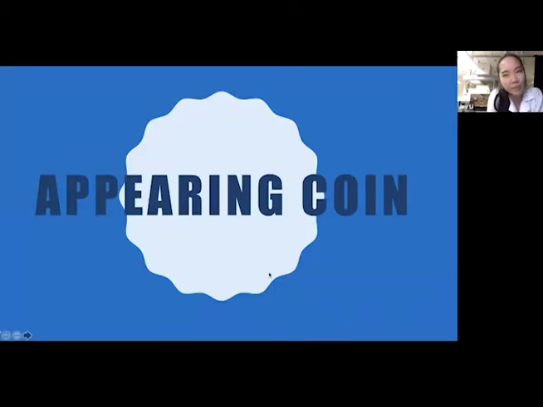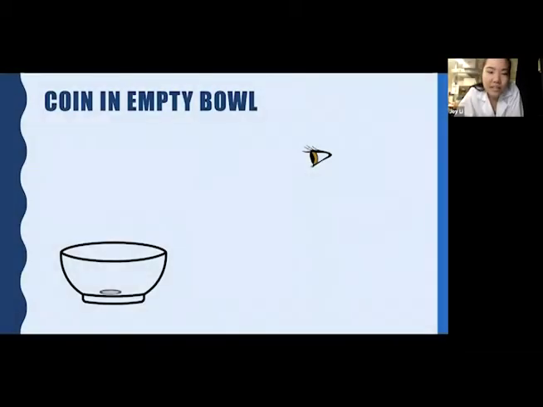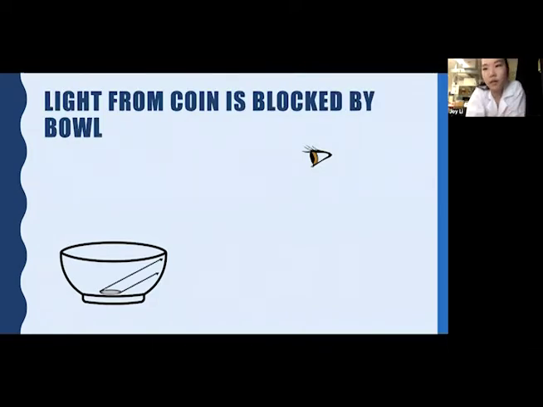This trick is called appearing coin, of course, since you add water and it appears. Going on to looking at the coin in the empty bowl, remember we moved the bowl back so that we can no longer see the coin. What's happening there is when we try to draw straight rays of light from the coin to the eye, we see that it's actually blocked by the side of the bowl. And so we can't see the coin because the bowl is in the way.